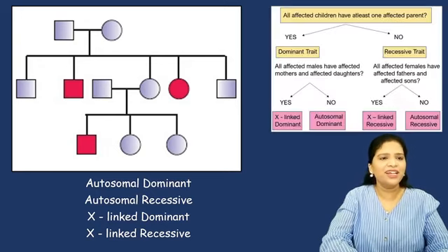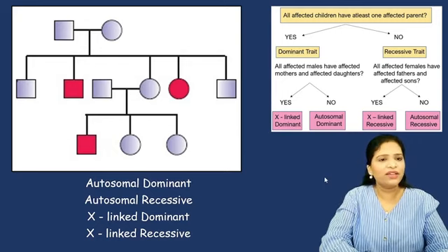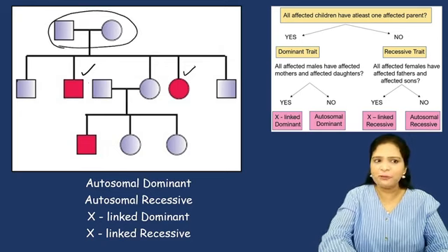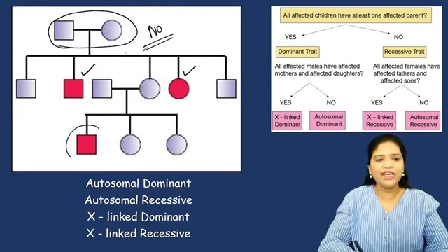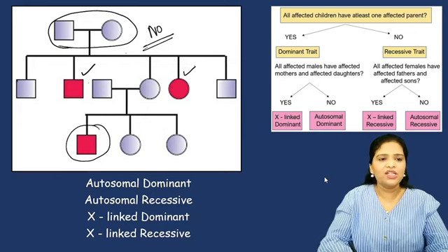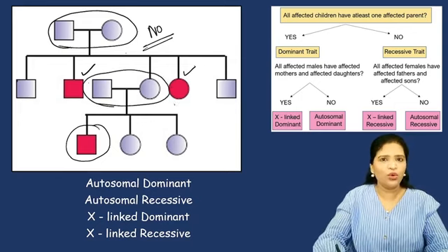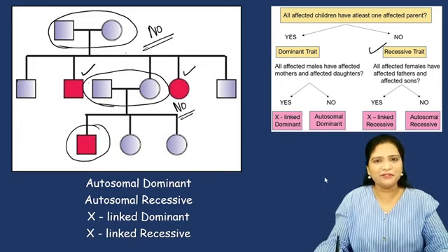Apply the formula again. All the affected children have at least one affected parent. So this is an affected child, affected child. Do these two affected children have at least one affected parent? No, parents are not affected, right? So here the answer is no. Again here another affected child is there. Does the affected child have at least one affected parent? No, the answer here is no. So this belongs to a recessive trait.